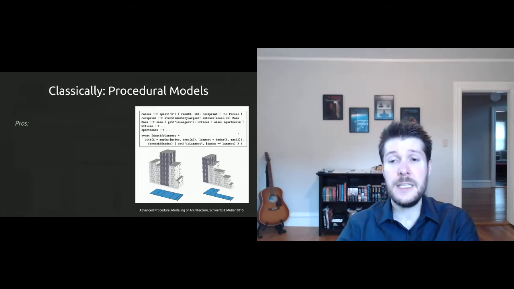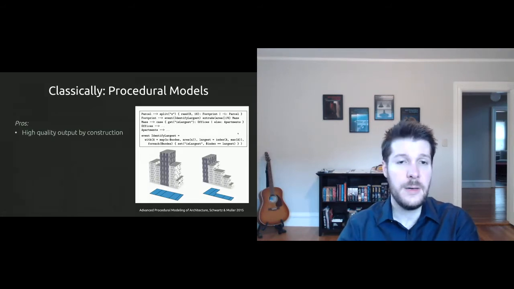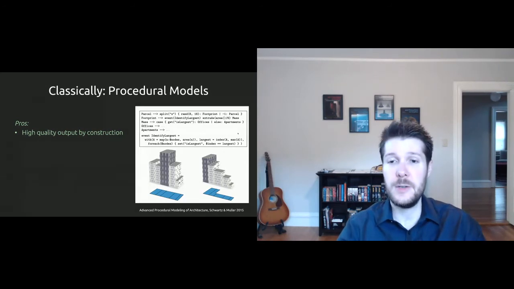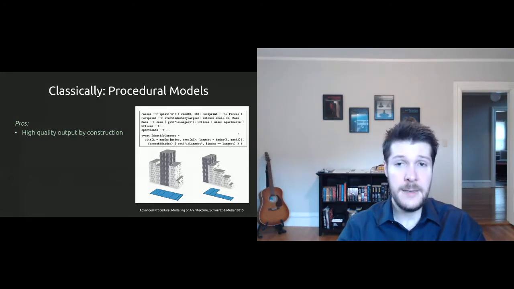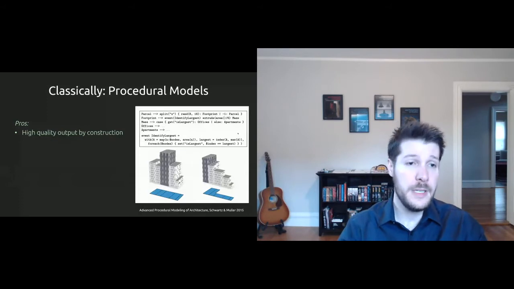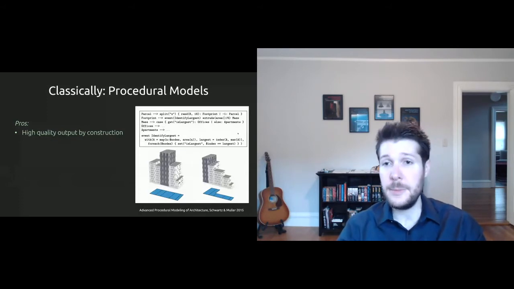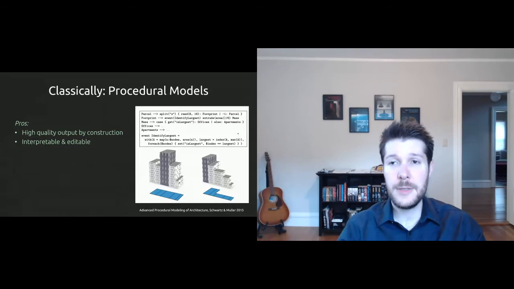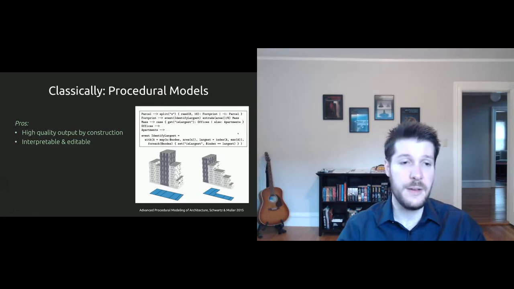There are lots of advantages to this kind of representation, because you have some programmer who's written it and presumably knows what they're doing. You're going to get high quality geometry output by construction, and these things can't generate garbage outputs. And because they're human readable text, the representation is interpretable and editable. I can look at different parameters in the program, make changes to them, and see what effects those changes have.